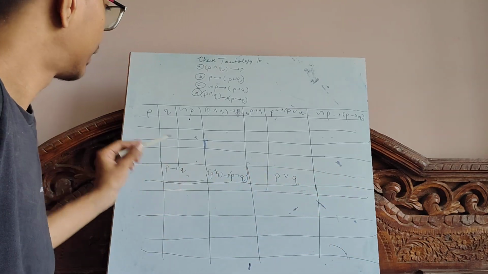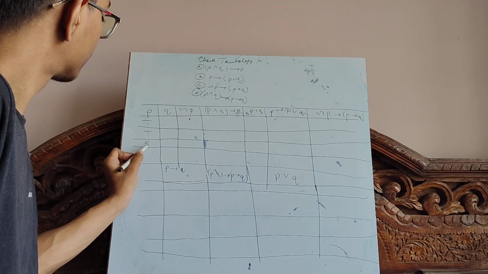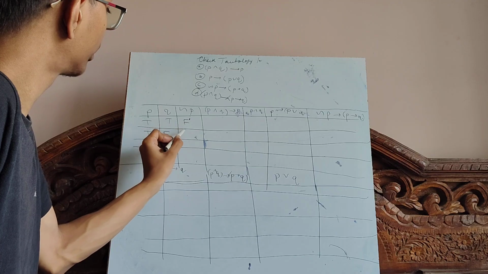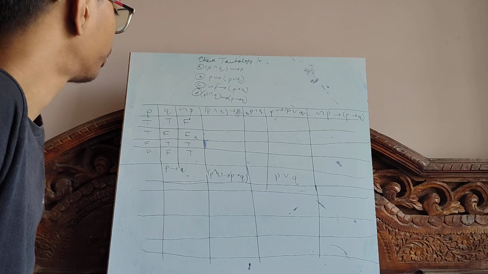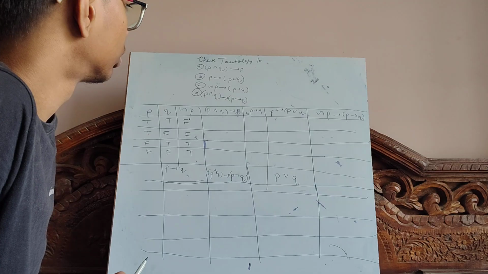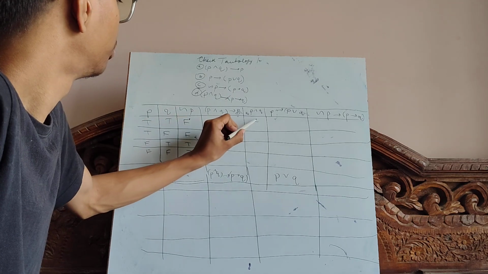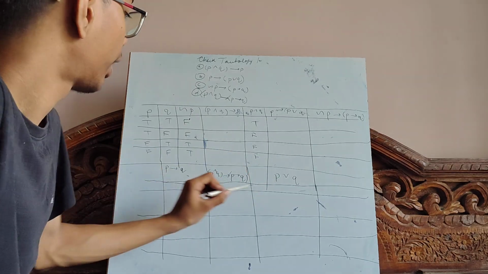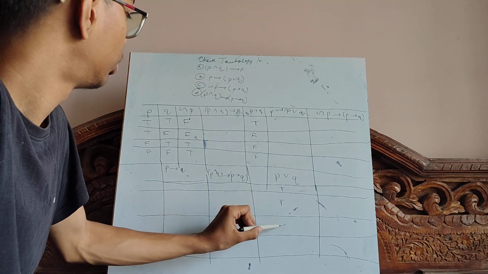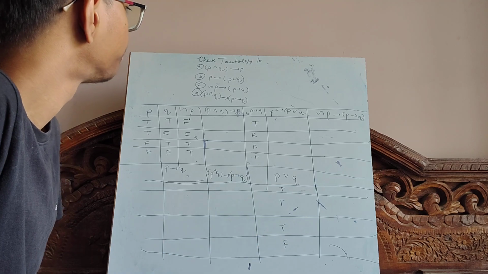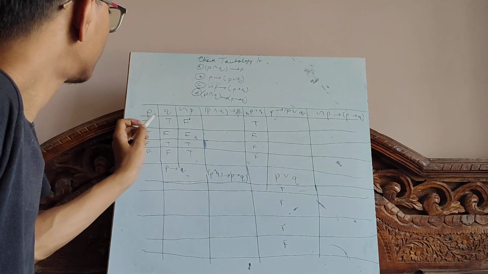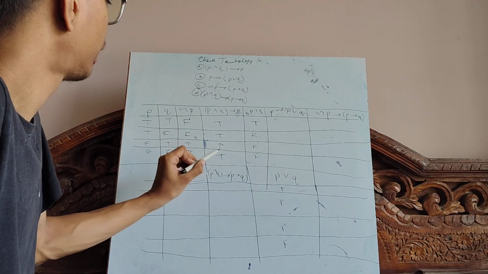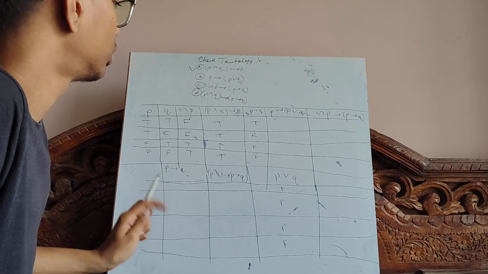Now we will see: true, true, false, false, true, false, true, false. Negation will give me false, false, true, true. Now P and Q both should be true. This is false, false, false. P or Q, any one can be true. So this will be true, true, and this false. Now P and Q implies P: true, true, true, true. So this is my tautology.